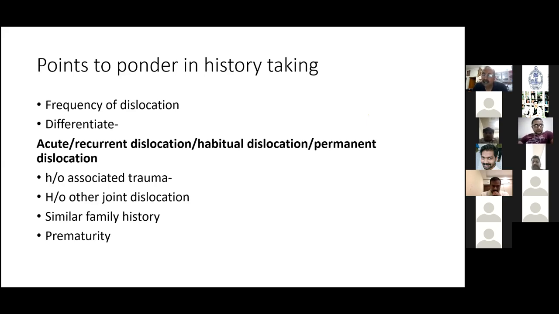You cannot say irreducible for it. You say irreducible dislocation in case of an acute dislocation, not in a permanent dislocation. Permanent dislocation is a chronic kind of thing where it remains dislocated forever. It will never come back. You can have a history of associated trauma along with that. So in the history taking, you should ask, was there any trauma? Was it a significant trauma for the first episode?